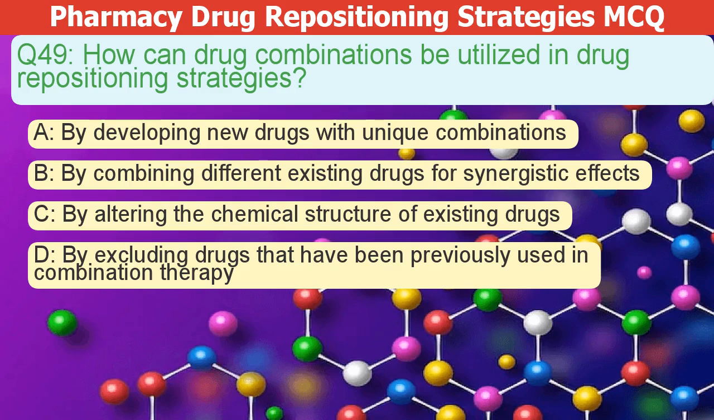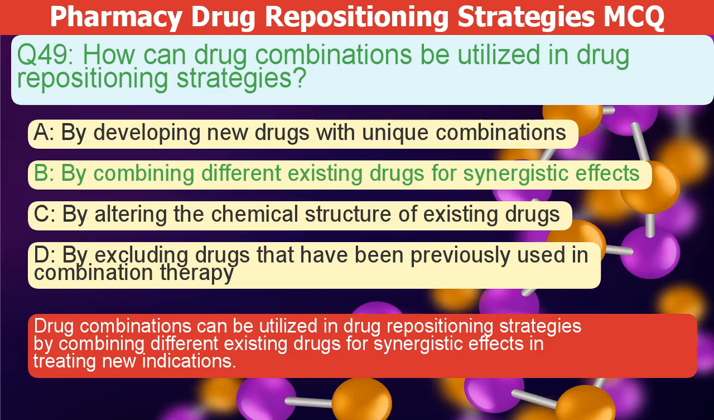How can drug combinations be used in drug repositioning strategies? A. By developing new drugs with unique combinations. B. By combining different existing drugs for synergistic effects. C. By altering the chemical structure of existing drugs. D. By excluding drugs previously used in combination therapy. The correct answer is B. Drug combinations can be utilized in drug repositioning strategies by combining different existing drugs for synergistic effects in treating new indications.